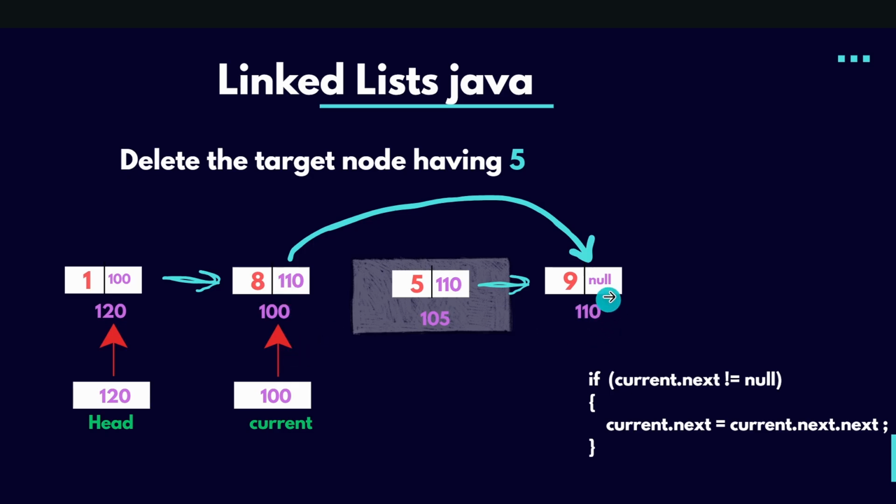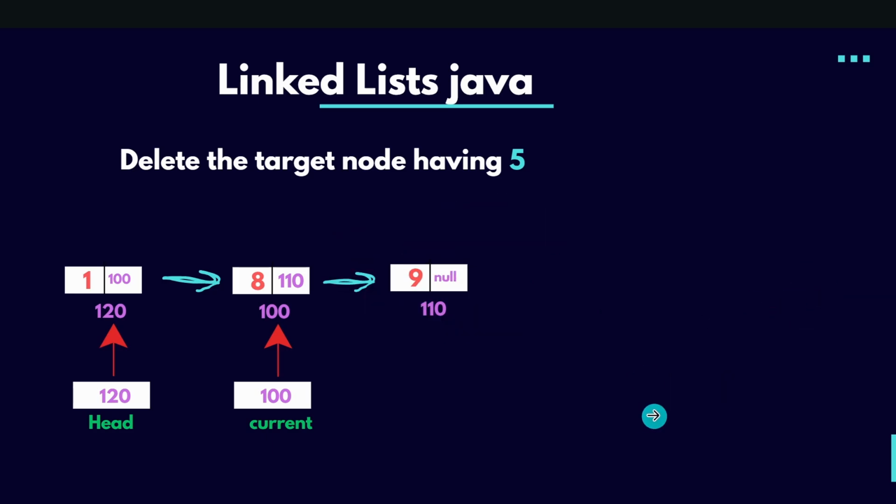Now we are placing 110 directly here. So this node will now be moved to garbage. This garbage collection is handled in Java by the JVM itself. So now, after deleting the node 5, this is the final clean linked list. Now we are going to understand the same stuff with the help of the code also.